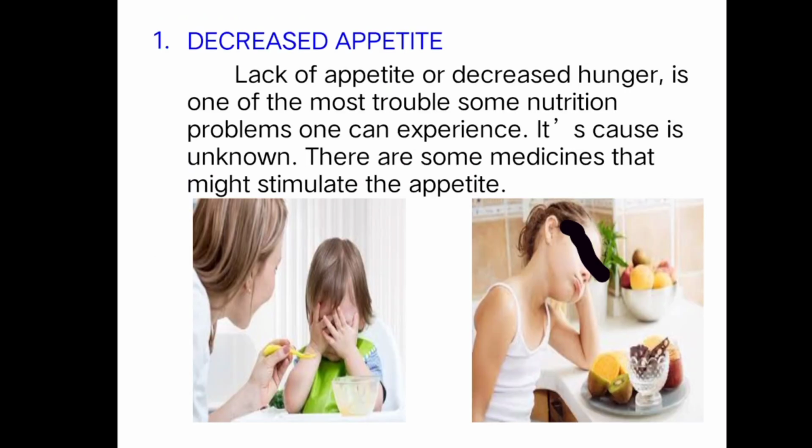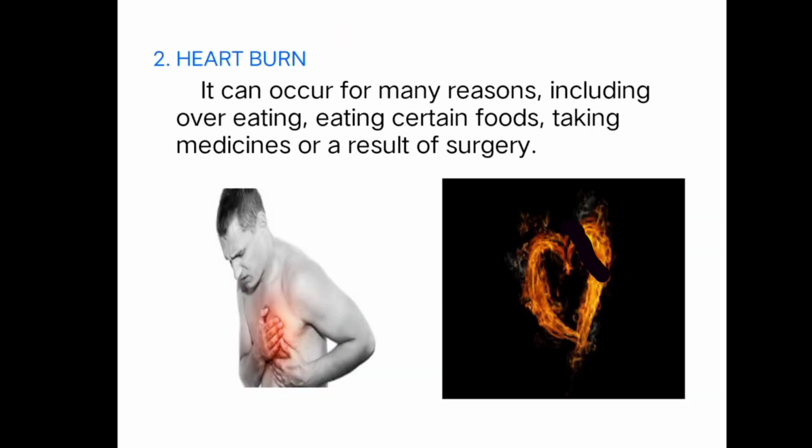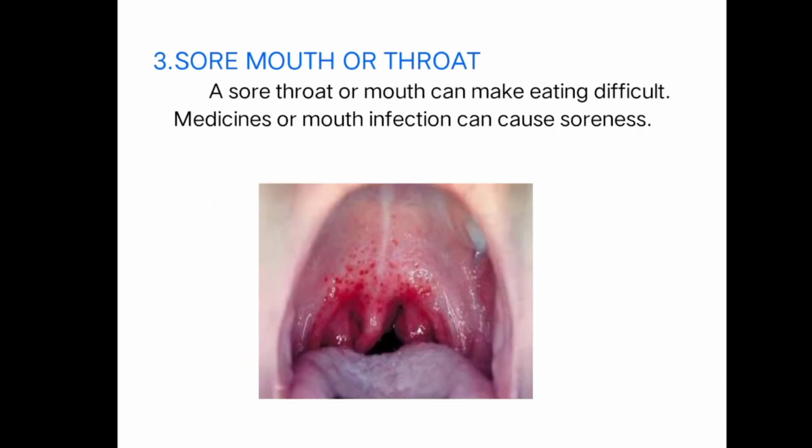Next is decreased appetite in small children. The main cause of decreased appetite is undernutrition. Next is heartburn, which is due to certain foods, taking medicines, or a result of surgery. Geriatric persons will have heartburn. Next is sore mouth or throat. It is also one of the major reasons for not taking an adequate amount of food.